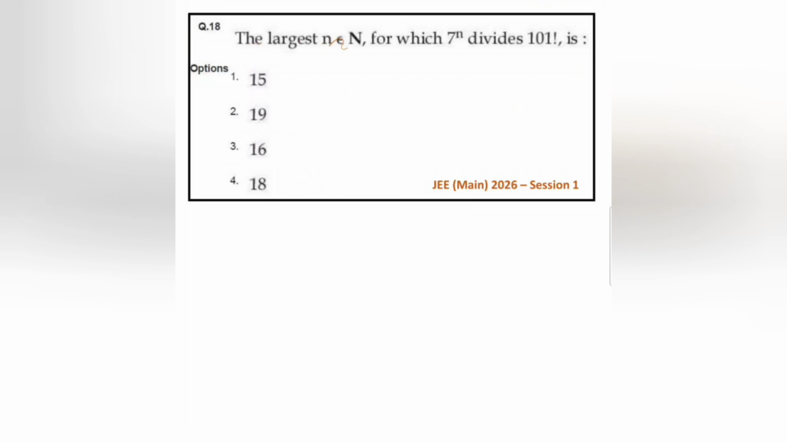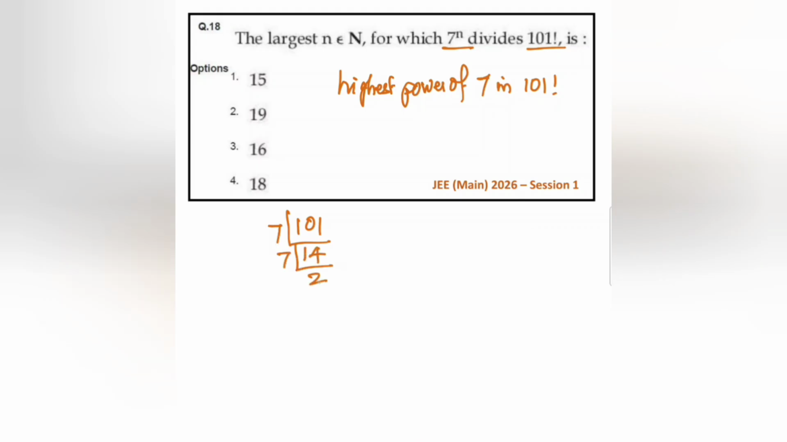Okay, here the question is: the largest n belonging to N such that 7 power n divides this. So basically we need to find the highest power of 7 in 101 factorial. So please remember, whenever you want to find the highest power of a prime number in n factorial, just keep dividing it. Like 101, you take it and divide by 7: 7 ones are 7, 7 fourteens are 98, so 14, then 14 divided by 7 gives 2. So the highest power of 7 is nothing but 14 plus 2. Therefore 7 power 16 divides 101 factorial. Therefore according to this problem, n is equal to 16.